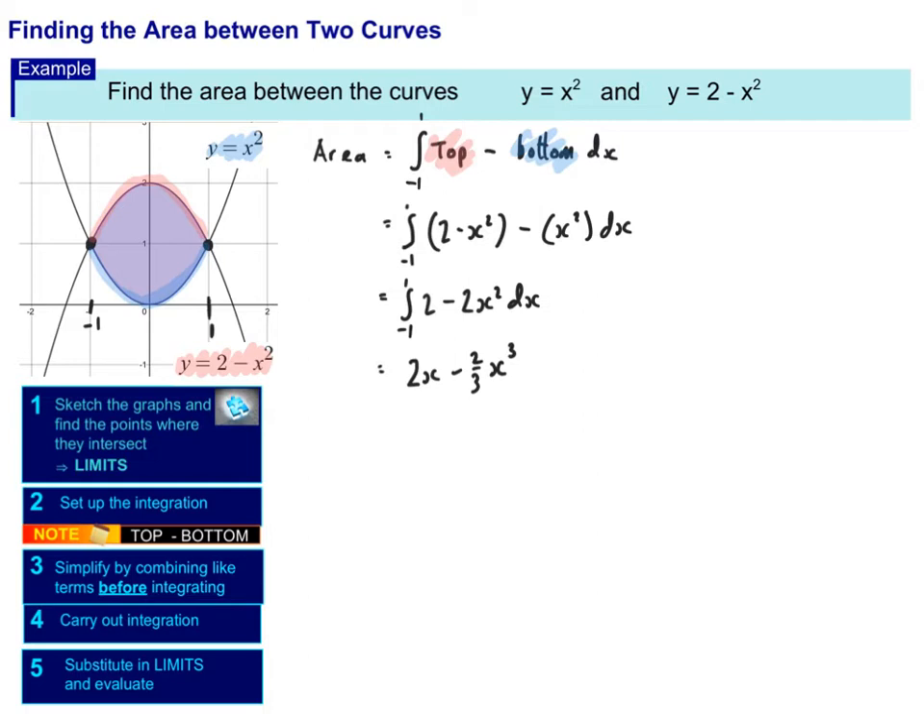I don't need to put in the plus c because I'm substituting limits in, so this is what we call a definite integral. Now, at the substitution stage here, don't do any number work. Just rewrite your integral with the 2 limits substituted in place, and that'll guarantee you a mark. So I am going to have 2 times 1 minus 2/3 of 1 cubed, subtract, plug in the second limit, 2 lots of -1 minus 2/3 of -1 cubed.